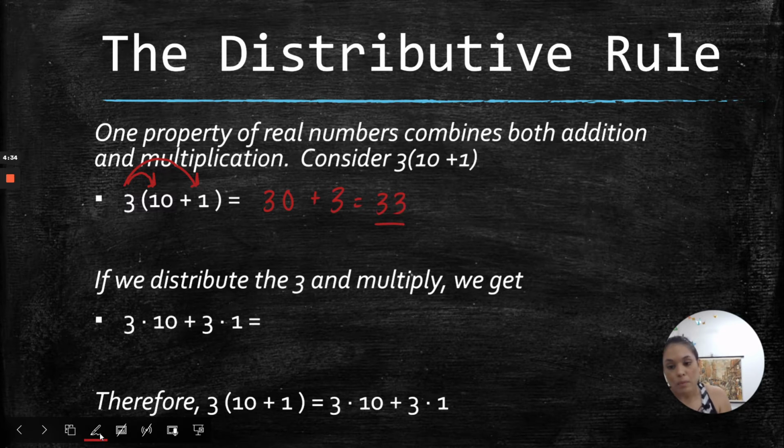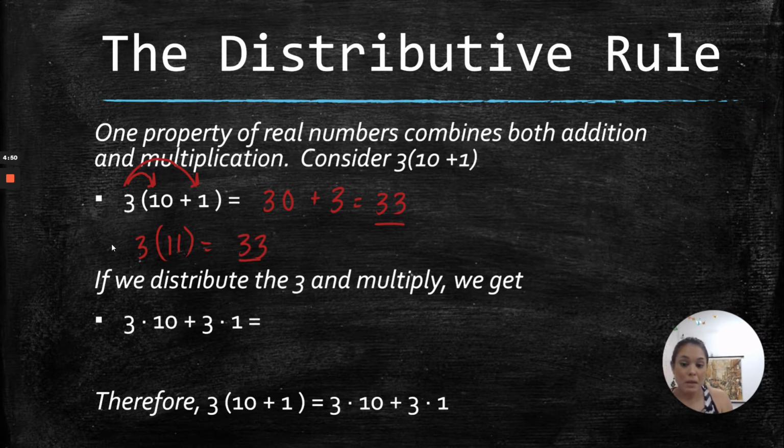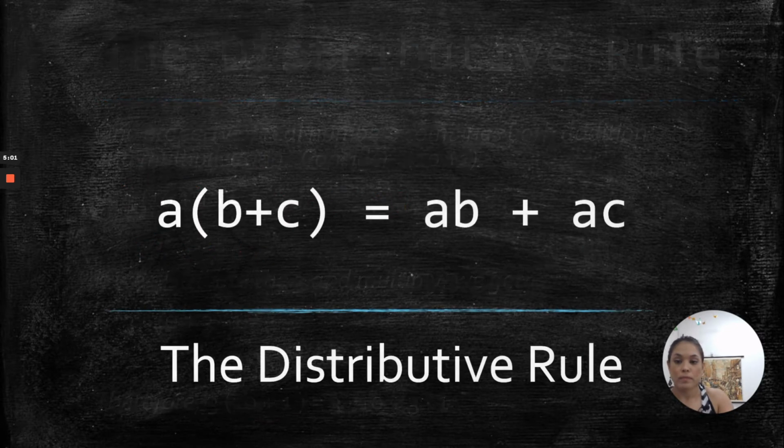Now, if we were to have just performed what was in parentheses first, we could have done this. 10 plus 1 is 11 times 3 equals 33. We get the same number. So you can see that 3 times (10 plus 1) equals 3 times 10 plus 3 times 1. This is the distributive rule where A times (B plus C) equals A times B plus A times C.